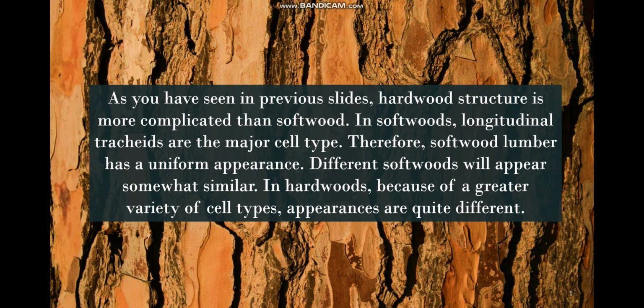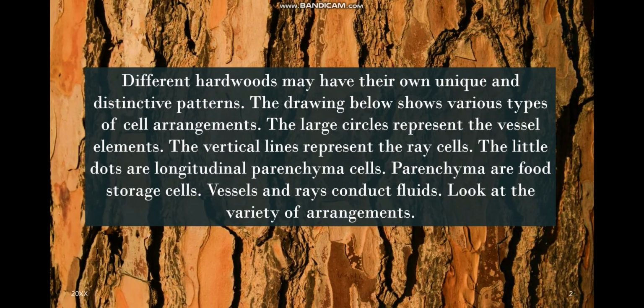As you have seen in previous slides, hardwood structure is more complicated than softwood. In softwoods, longitudinal tracheids are the major cell type. Therefore, softwood lumber has a uniform appearance. Different softwoods will appear somewhat similar. In hardwoods, because of a greater variety of cell types, appearances are quite different. Different hardwoods may have their own unique and distinctive patterns.